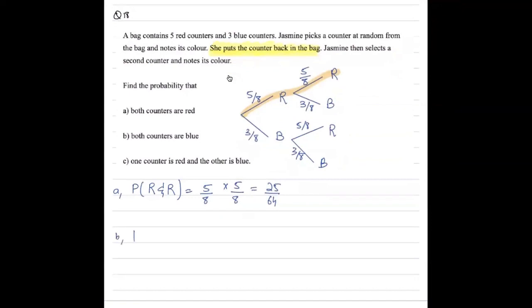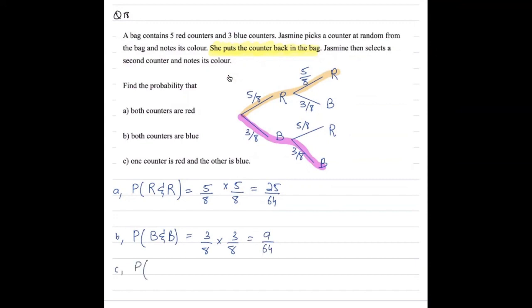What is the probability of getting both the blue counters? 9 over 64. So 3 upon 8 times 3 upon 8, that is 9 upon 64.